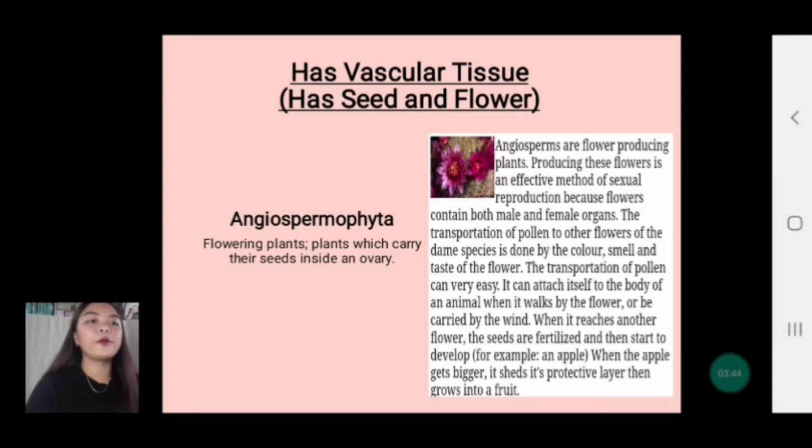Angiosperms are flower-producing plants. Producing a flower is an effective method of sexual reproduction because flowers contain both male and female organs. The transportation of pollen to other flowers of the same species is done by the color, smell, and taste of the flower.